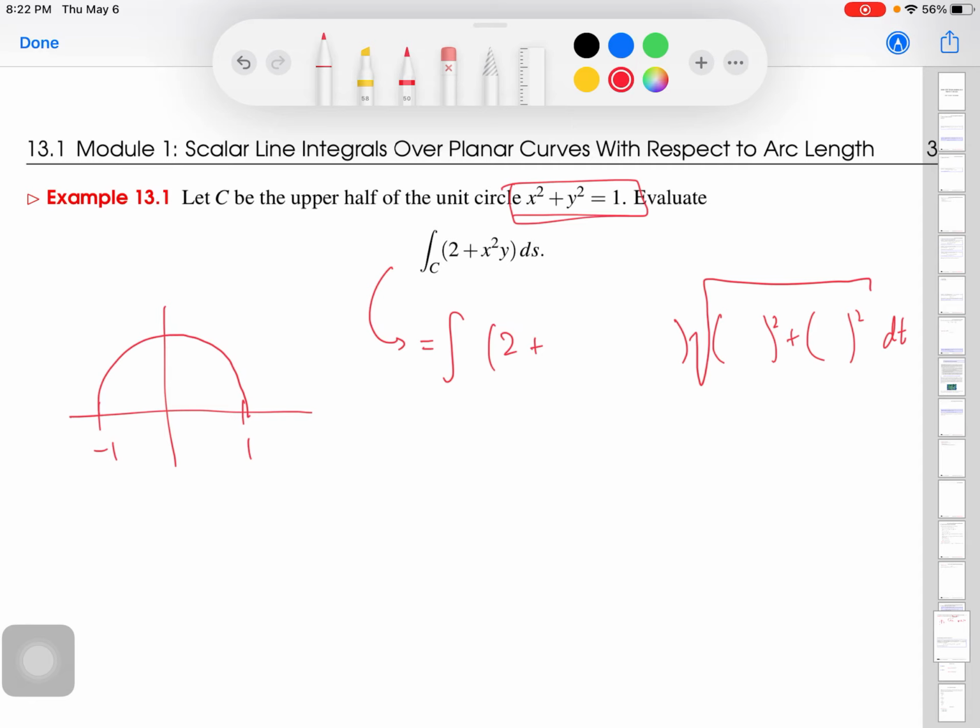The easiest way to parameterize the unit circle is to choose x equals cosine of t, and then y equals sine of t. We'll see a little later that it doesn't matter whether you start here and go that way, or whether you start here and go this way in terms of sweeping out this unit circle. So I'm going to choose the first one. I'm going to choose my range for t so that this is t equals 0, and that this is my last value, and we'll see that that's t equals pi.